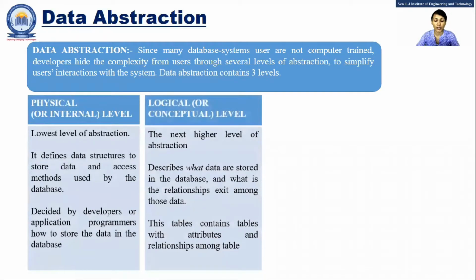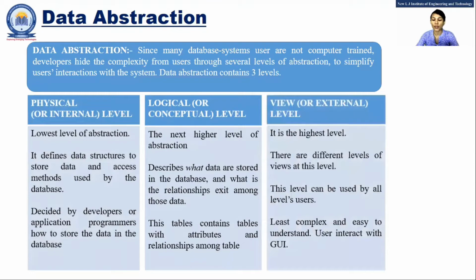The next level is the logical or conceptual level, which is a higher level of abstraction. This level gives us information about what kind of data there will be and what the relationships among this data will be. The tables contain attributes and relationships: all tables will have some columns, and, for example, student and faculty tables are connected with each other through the relationship teaching.